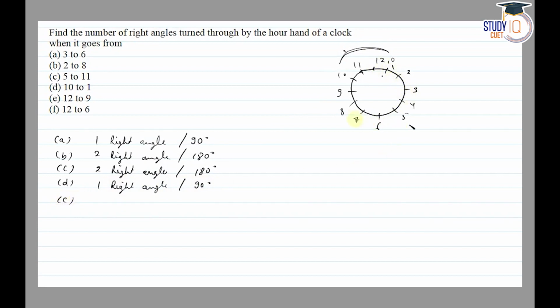Part E is 12 to 9. So this one is 270 degree or 3 right angle. Part F is 12 to 6. So this is complete a half revolution, means 2 right angle, 180 degree. Thank you.